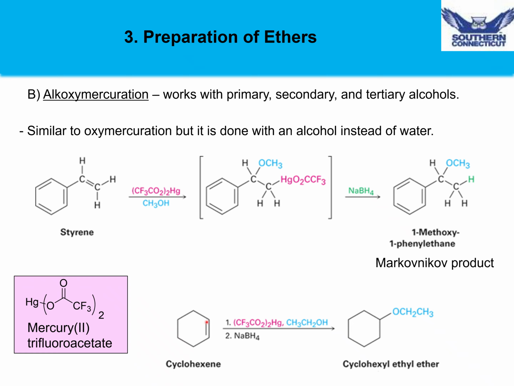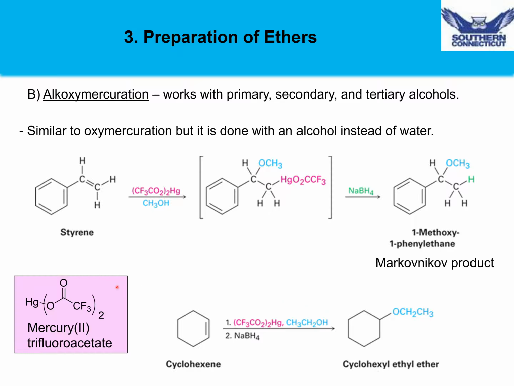Here's a second example with a symmetrical alkene. We're using mercury trifluoroacetate and ethanol, followed by sodium borohydride, which produces an ethyl cyclohexyl ether.